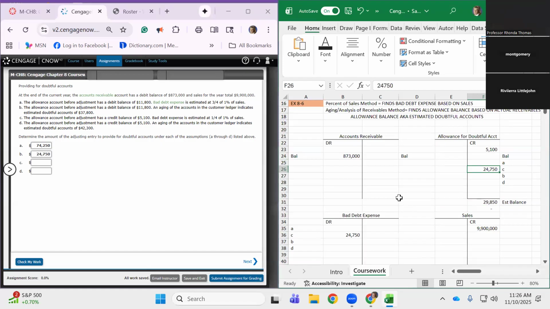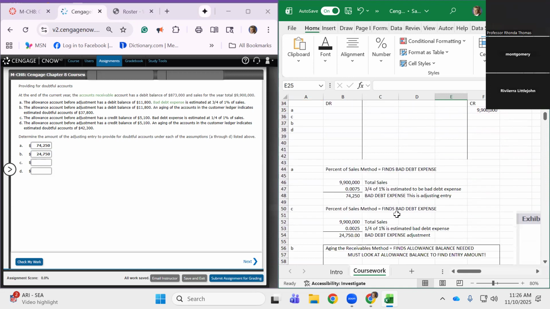Now we're ready to do aging the receivables. Same amount of accounts receivable. So I'm just going to take out what we have here and put in what they tell me for B as in boy. The allowance account before adjustment has a debit balance of $11,800. So let me put this in. And now we're going to use the aging the receivables, aging of the accounts, aging or analysis of the accounts. We're going to go to the customer ledger and we're going to put in how old all of our accounts are, how many, if there's any that are so many days past due.